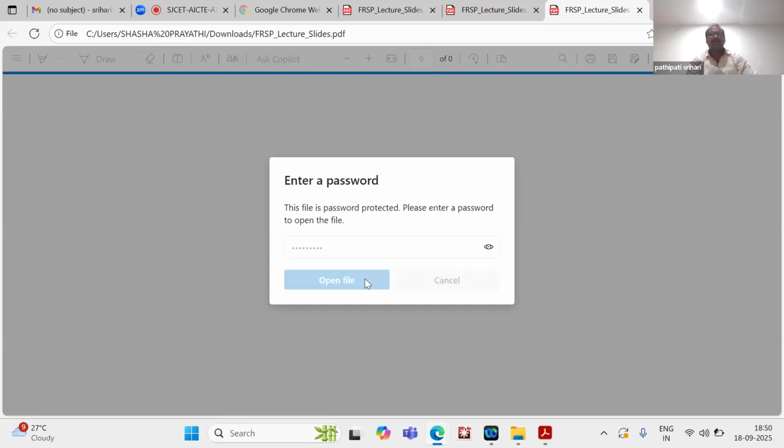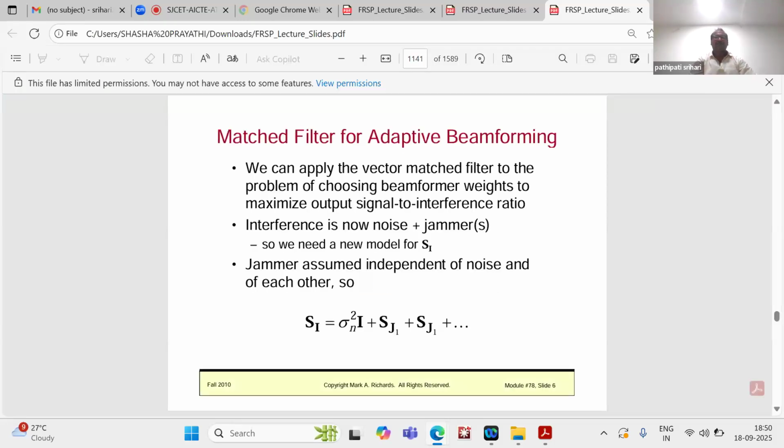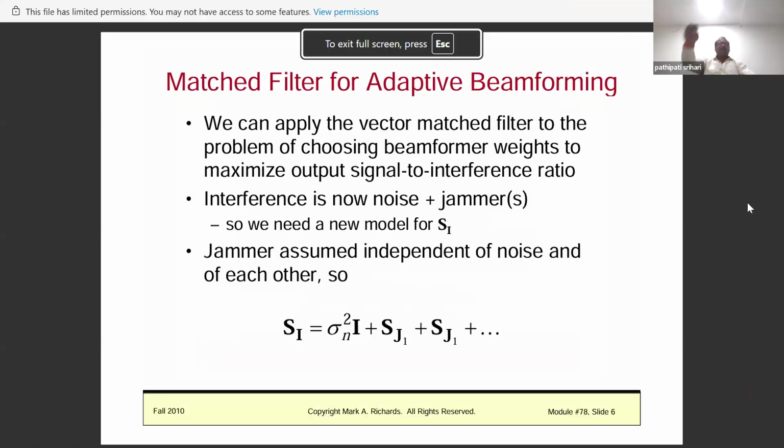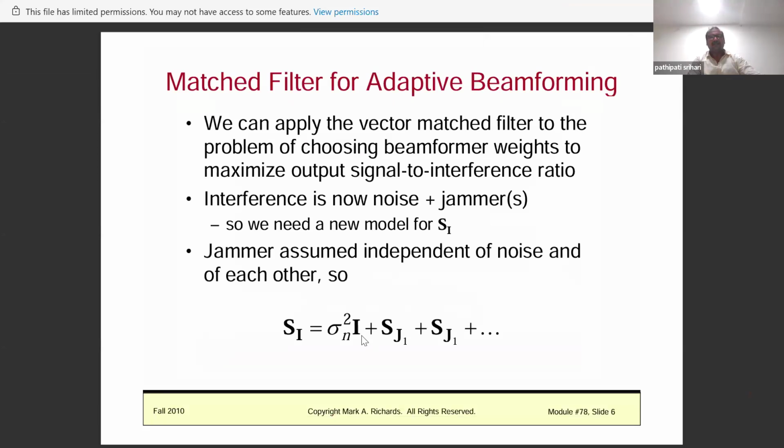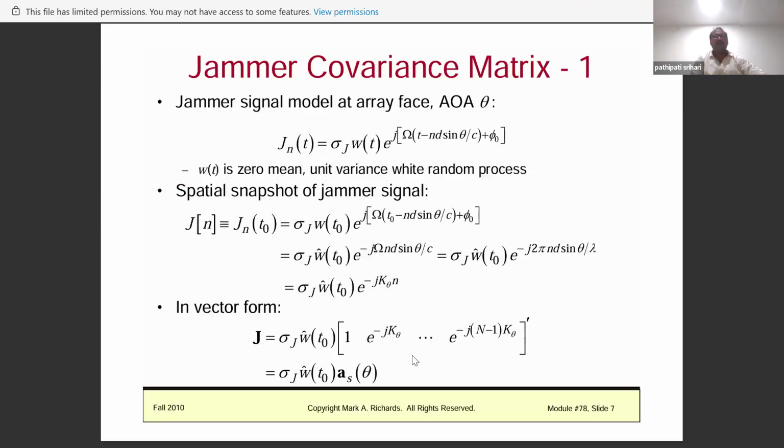After exiting full screen mode, to go back to full screen mode I have to go to this one anyway. So we can apply the vector matched filter to the problem of choosing beamformer weights to maximize output signal to interference ratio. Interference is now noise plus jammers. Unintentional interference is ignored, so only two jammers are there, J1 and J2. Jammers are assumed to be independent of noise and independent of each other, so interference is always additive in nature because they are not dependent.